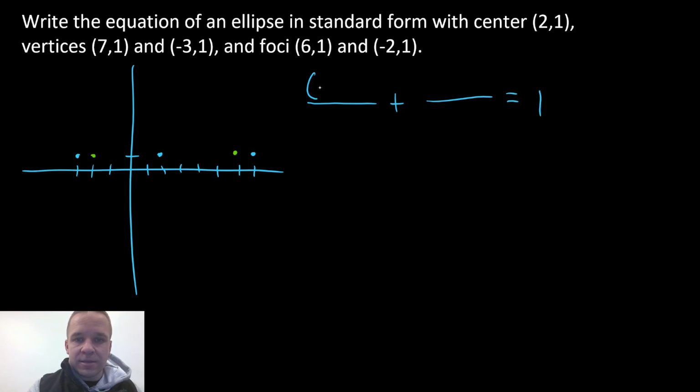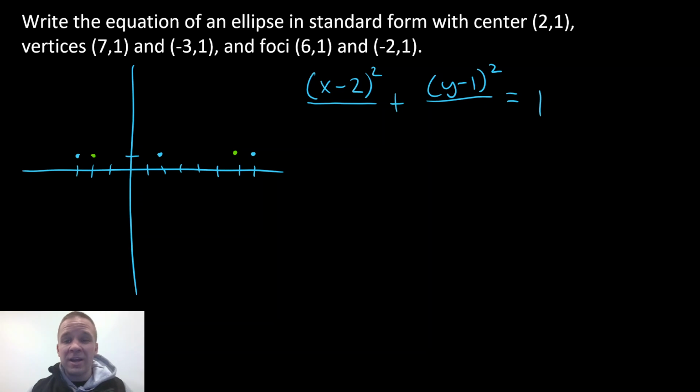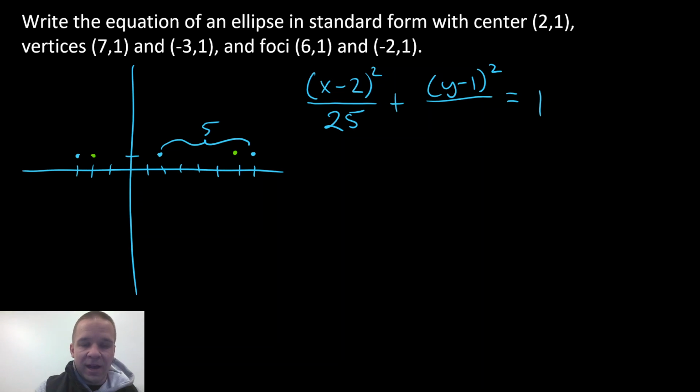So I'm going to have (x minus 2) squared, that's my center, and (y minus 1) squared. And even if we didn't know how to get anything else here, at least you have that, right? Now, the other part that I need is my a value. Well, the a value is my length from center to one of the vertices, right? So that length right there is 1, 2, 3, 4, 5. 5 squared is 25. So that guy's 25 right there.